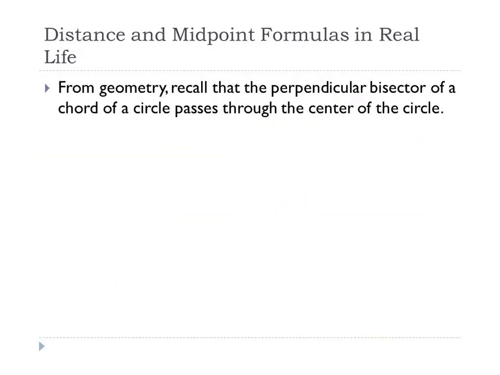One more thing here, we're going to go over the example in class, but just to write down before then is to recall from geometry that the perpendicular bisector of a chord of a circle passes through the center of the circle. So if you have a circle and you have any chord anywhere, okay, remember what a chord is, a perpendicular bisector, so if I find the middle and I draw a line perpendicular to it, it has to pass through the center.